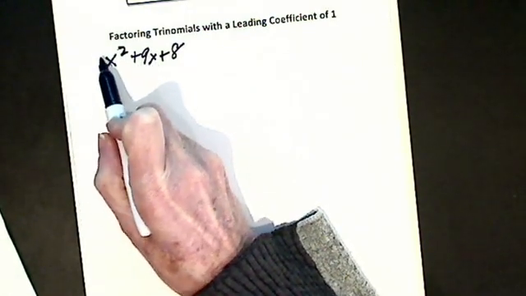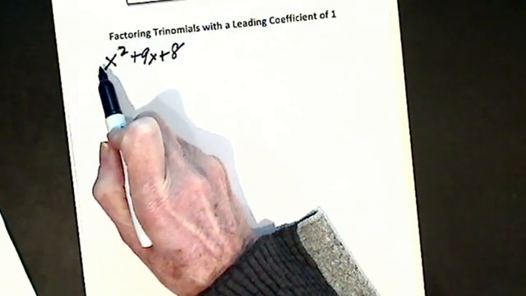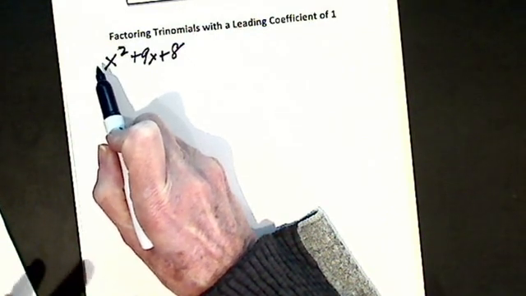Now we're going to factor trinomials. There are two types: trinomials that start with a coefficient of 1, and of course trinomials other than 1. Right now, this is a trinomial, and we don't see a coefficient, so 1 is understood. These are the easy ones.